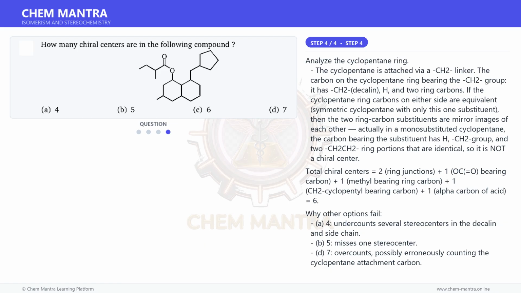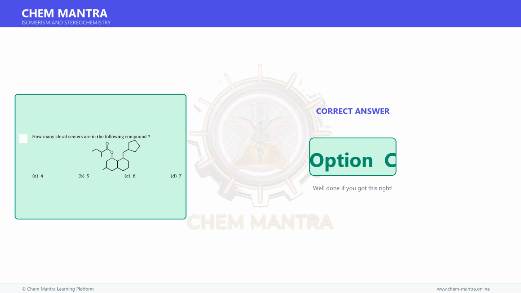Why other options fail? A. 4 undercounts several stereocenters in the decalin and side chain. B. 5 misses 1 stereocenter. D. 7 overcounts, possibly erroneously counting the cyclopentane attachment carbon. Therefore, the correct answer is option C.